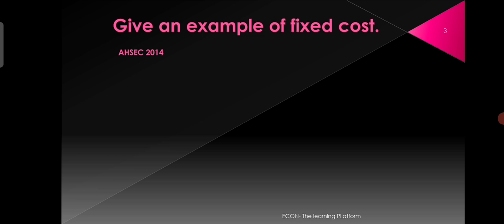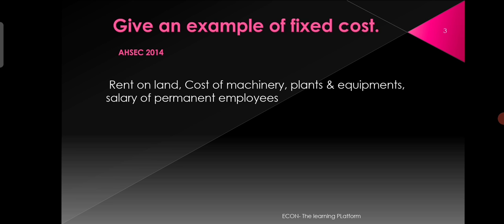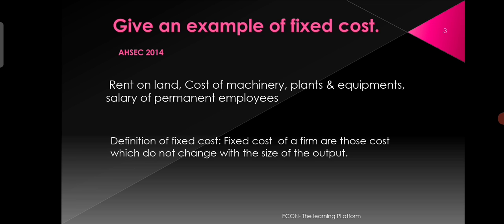So there are various examples of fixed cost. Here it is asked, give one example of fixed cost. Now you can write either rent on land, this is one example, then cost of machinery, plant and equipment, or salary of permanent employees. So you can write any one of them. Now if you are asked to define fixed cost, here is the answer. Fixed costs of a firm are those costs which do not change with the size of the output. This is the definition and this is the example. Now move to the next question.